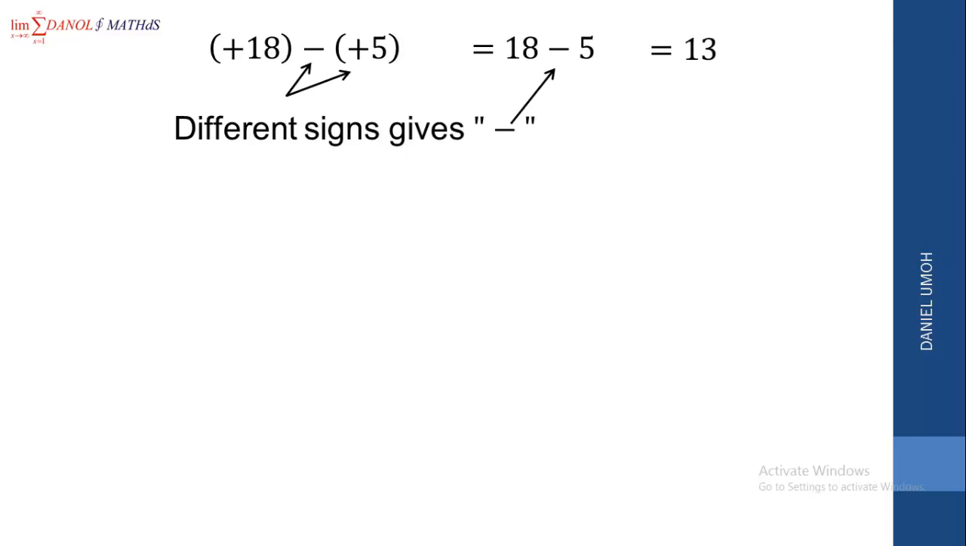Let's look at another example. Now, plus 18 minus plus 5. You can see the minus and plus signs appearing together. According to the rule, whenever different signs appear together, we replace it by a negative sign. So minus and plus gives us minus. So we now have plus 18 minus 5. And the answer is 13. It's as simple as that.